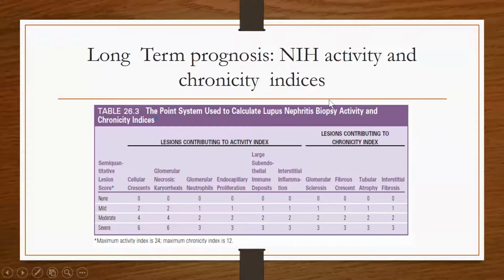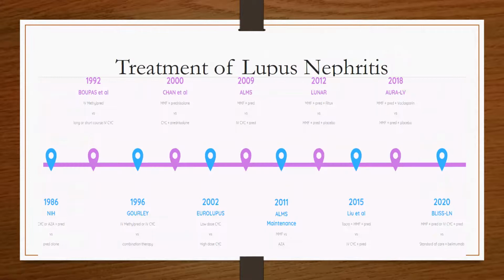On biopsy, it's further divided into an activity index based on a score of 24 and a chronicity index based on a score of 12, and these are the parameters which are used. So the bottom line is if someone has more activity, that means they have more severe disease, but it could be treated, versus more chronicity, which would be more resistant to treatment, as most of the damage is chronic.